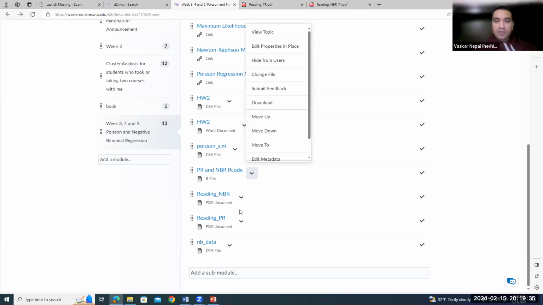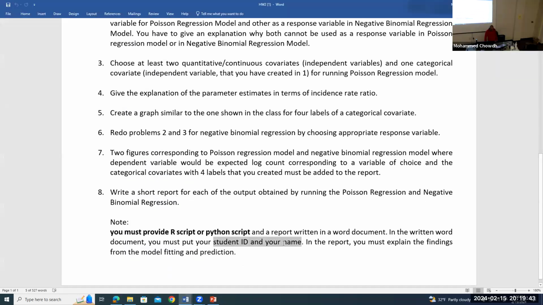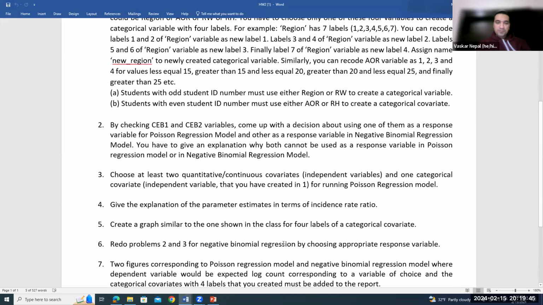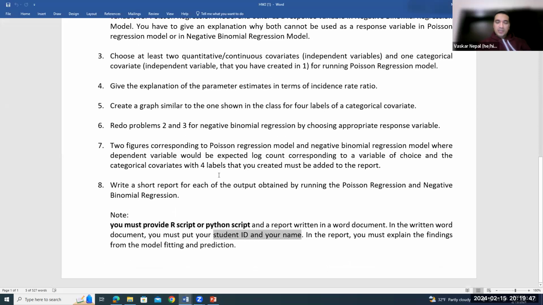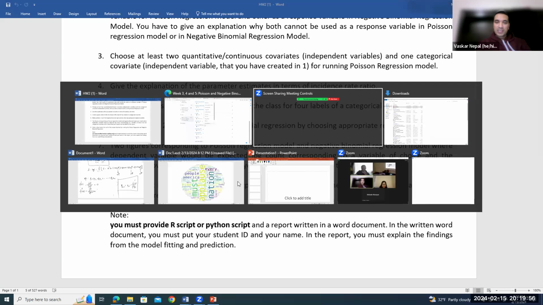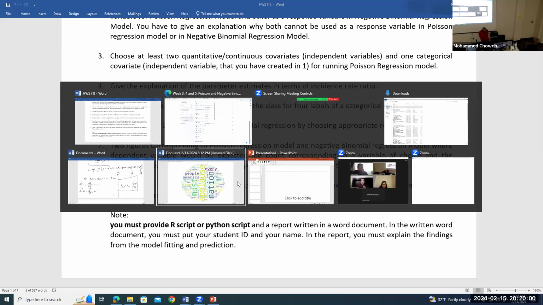I have a question about the homework. Can you go back to the Word document, please? Sure. So for number 7, just to be clear, where you say the expected log count, that is just for the modeling, right? The figure does not have log count on the y-axis. Let me show you. It is just count on the y-axis, right?